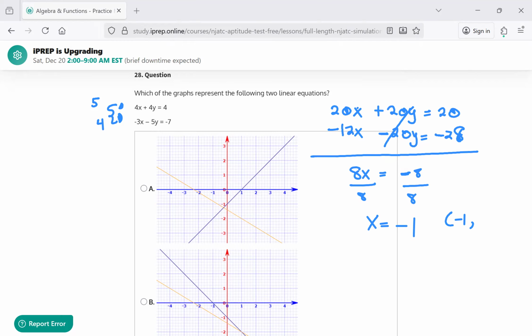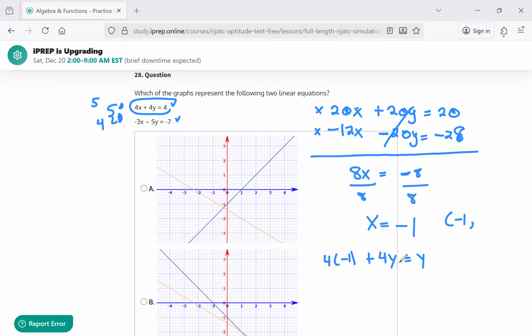And then how do you find the y coordinate? To find the y coordinate, you can plug in negative 1 into either this one or this one, as long as it's original. Do not put it here because you multiplied that by 5, and do not put it here because it's also not original. So I'm going to put it here. So it's 4 times negative 1 plus 4y equals.